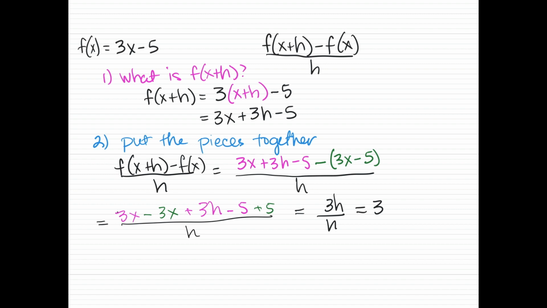If you're dealing with a problem with a squared in it, this is going to take a lot longer, so you're going to have a lot more algebra to work through in the middle, but the process is still the same. So find that f of x plus h, multiply it out, simplify it all, and then put the three pieces together. It's long, but it's doable.